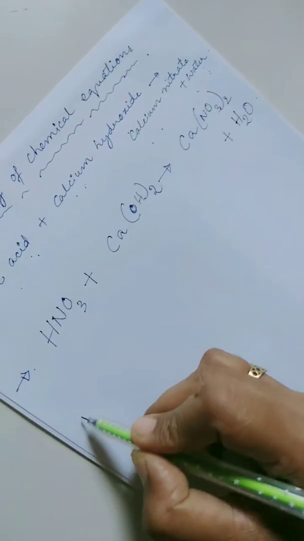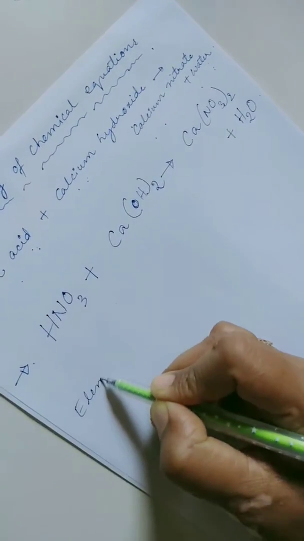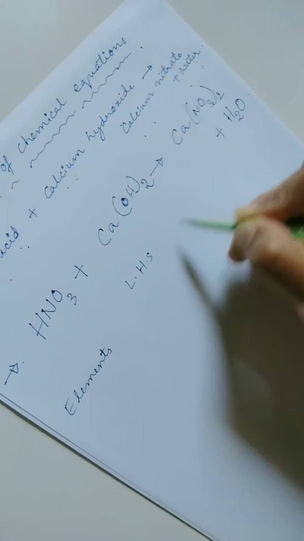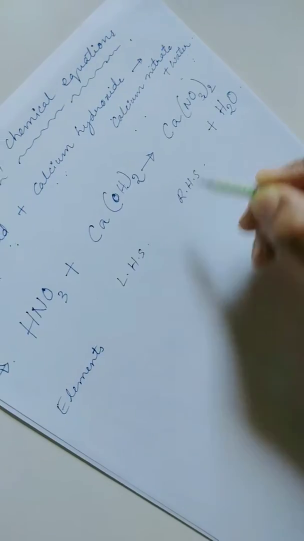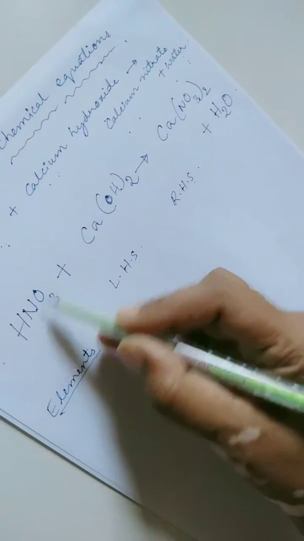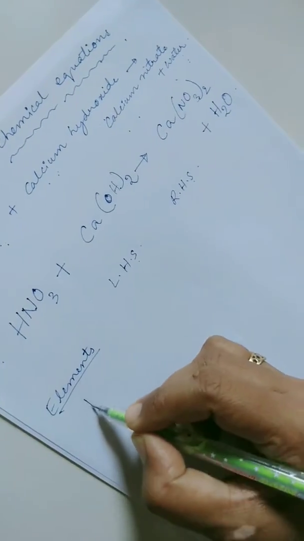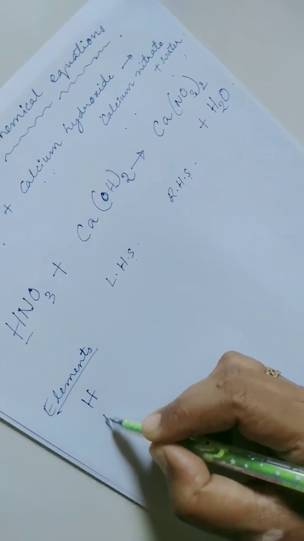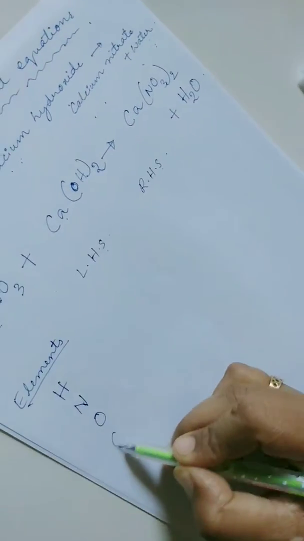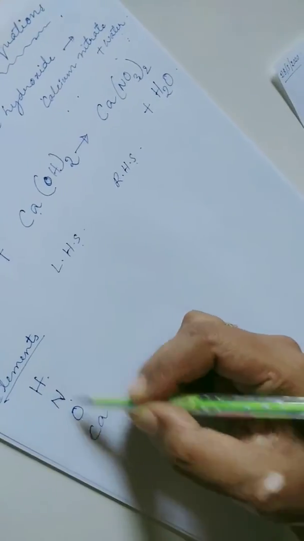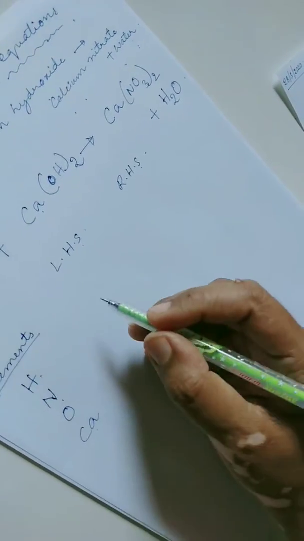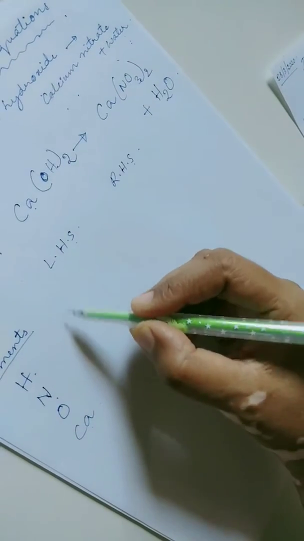The next step is to write down the different elements, and the number of atoms on LHS and RHS. First write down the various elements which are there in the equation. We have hydrogen here, we have nitrogen, we have oxygen, and we have calcium. So there are 4 different elements that are taking part in this chemical reaction.